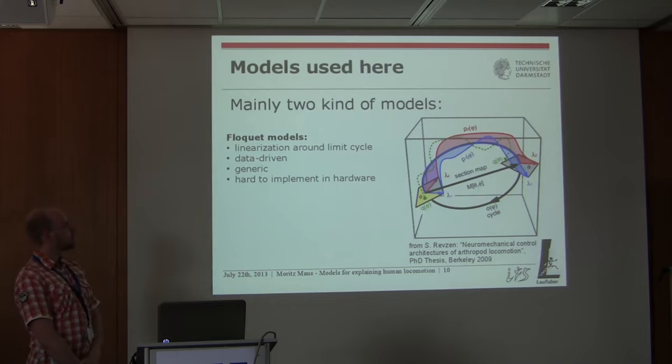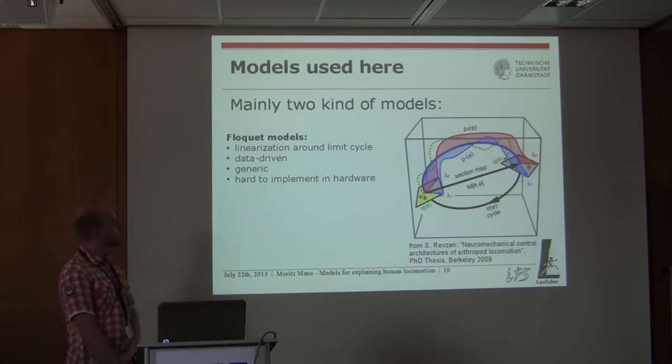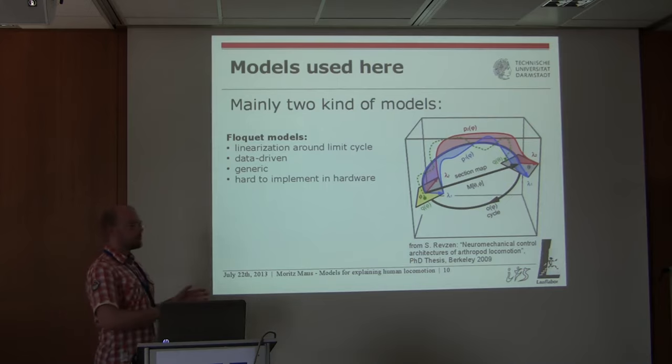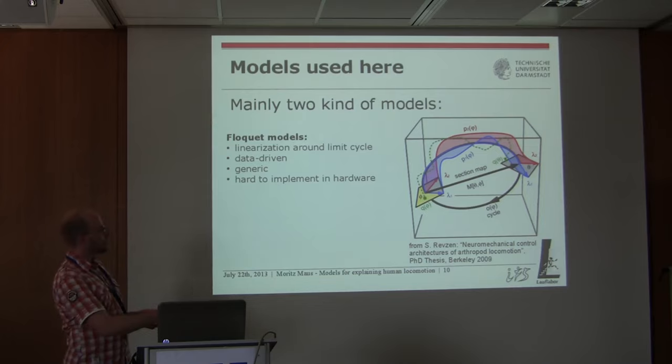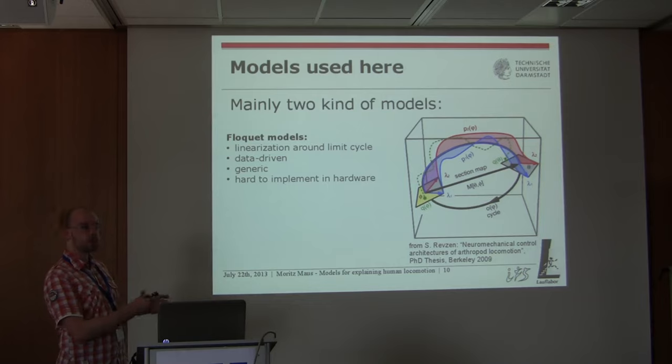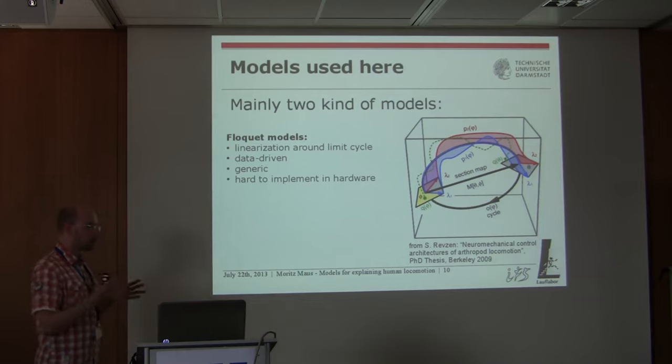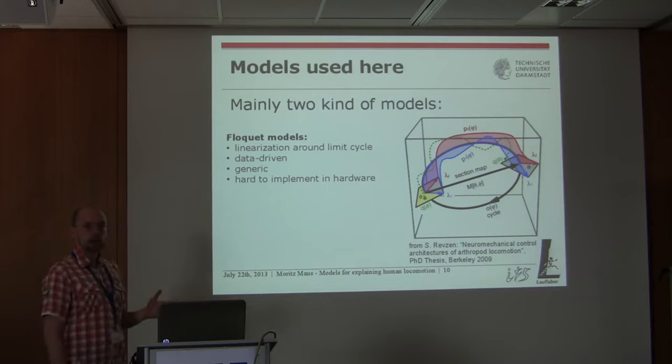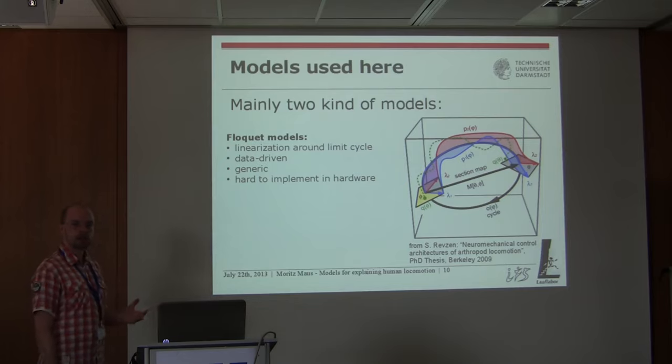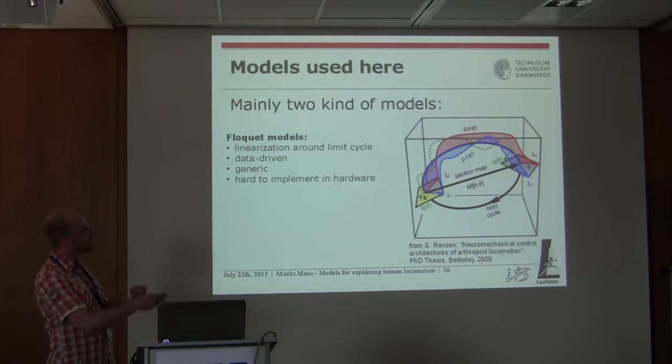Maybe some words about how this Floquet model looks like. So we say we have a periodic motion. And so you say there is a limit cycle. If there would be no disturbance, humans would converge to that limit cycle. There are also intrinsic disturbances, so nervous noise, for example. So this is why we don't observe a limit cycle, but we say the average motion is our limit cycle, which is here in black.